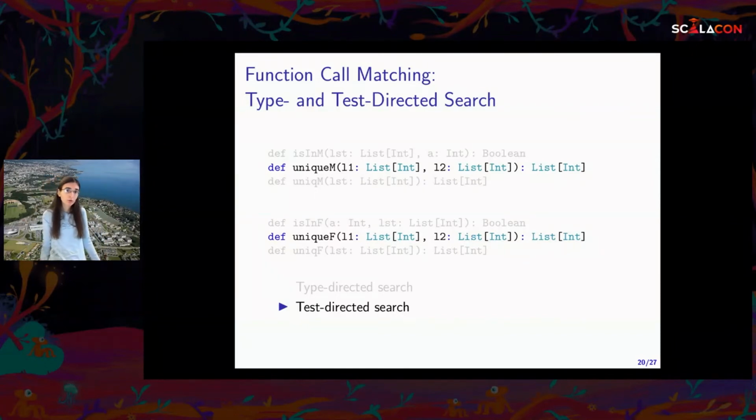So in case that there are multiple possible alignments, what we do is something called test-directed search. So what we do is we run those two functions on a few test cases, and then if they don't provide the same output on some test cases, then we know that they're not a good match. And only if they pass all the tests, we take them as a good match. And so if you remember at the very start, I was trying to tell you that testing is not good enough, and I still mean it.